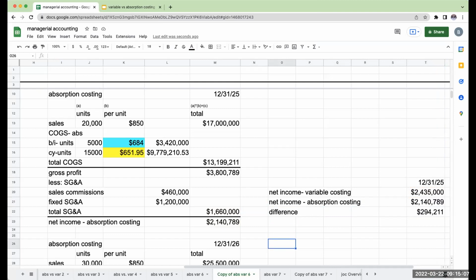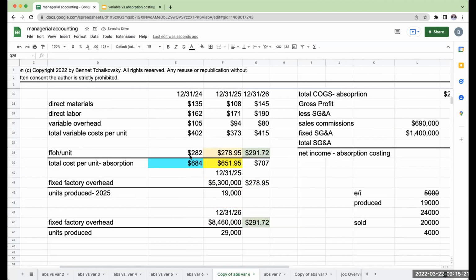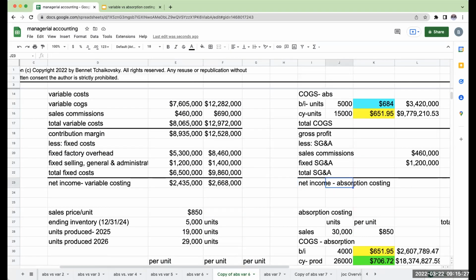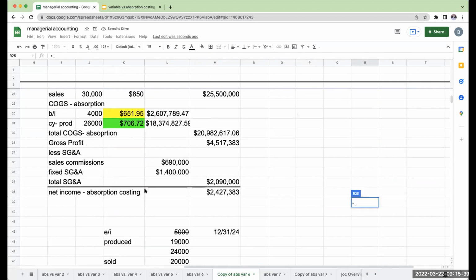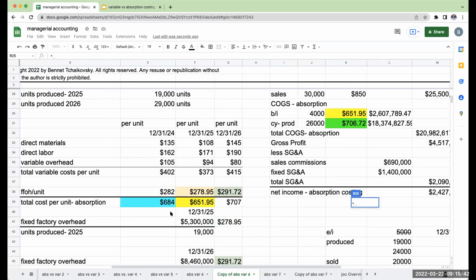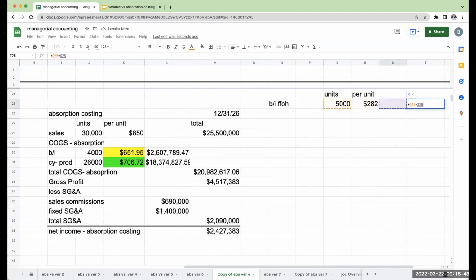The first difference is going to come from the beginning inventory fixed factory overhead. Why is that? Because under variable costing, this full dollar amount was expensed, but it becomes a part of our inventory under absorption costing. So this beginning inventory in terms of what I expensed during 2025 was 5,000 units. My per unit right over here is going to be 282. So that's going to be the first part of our difference.